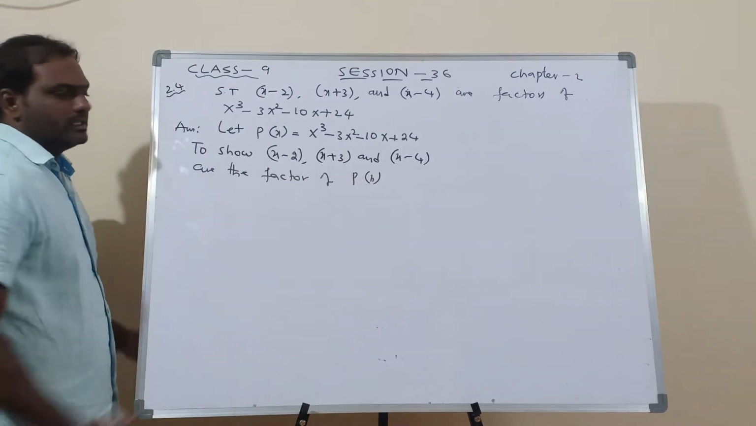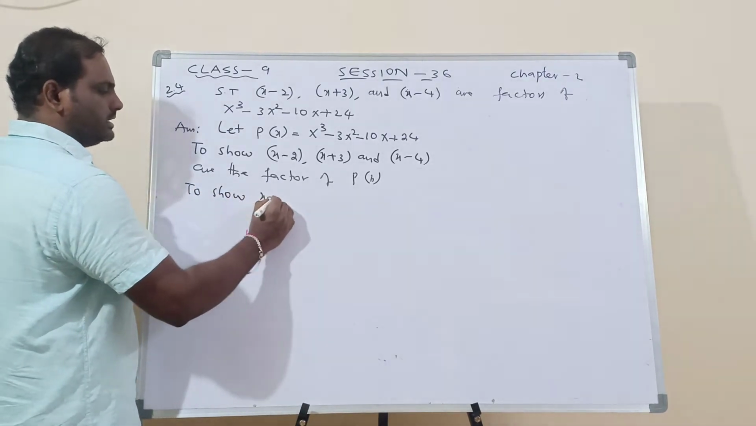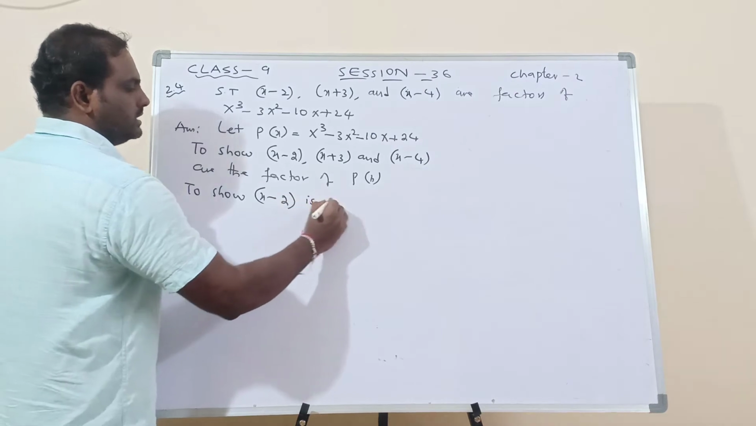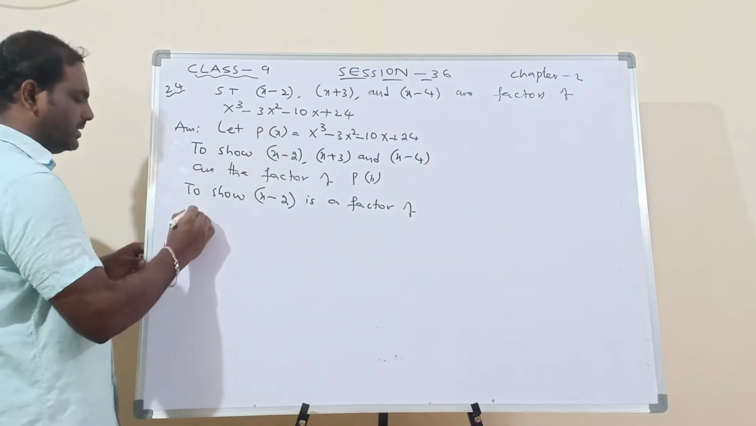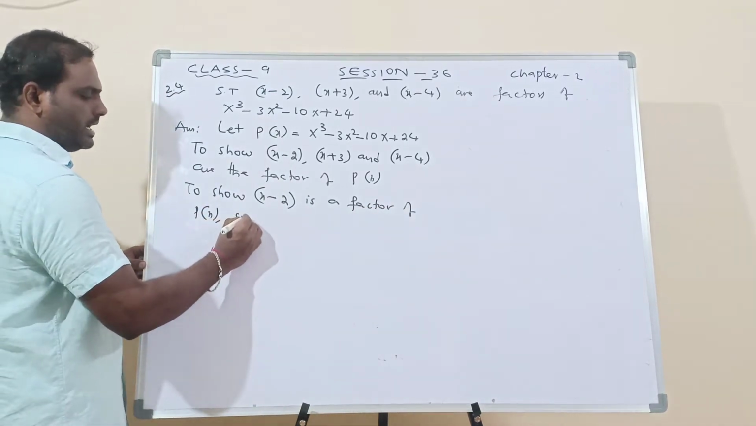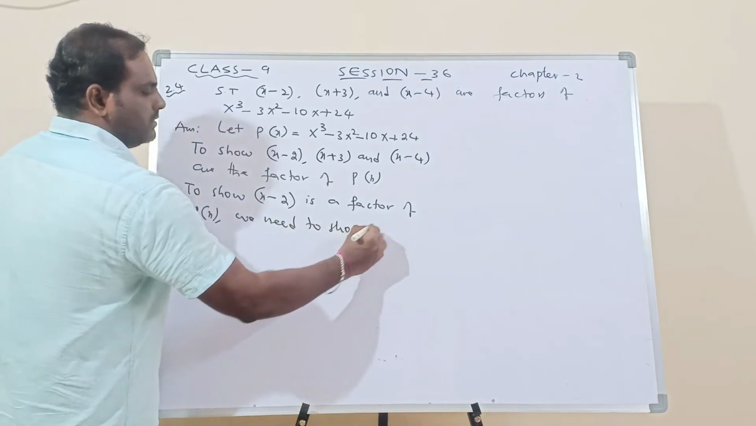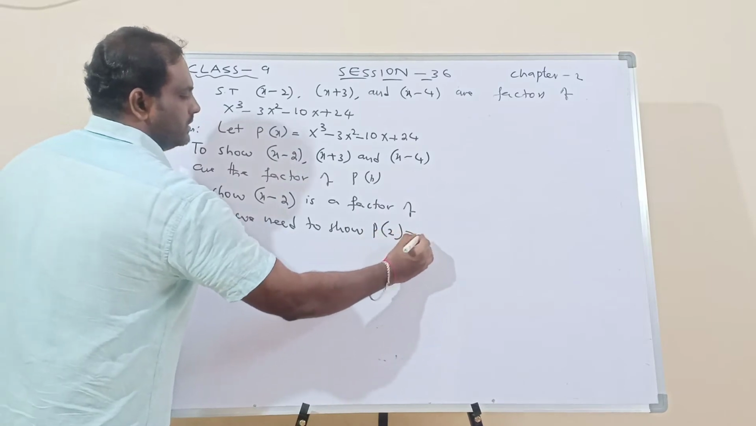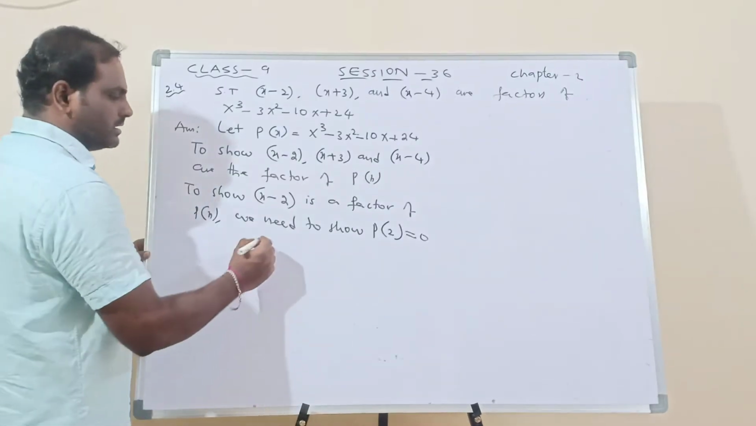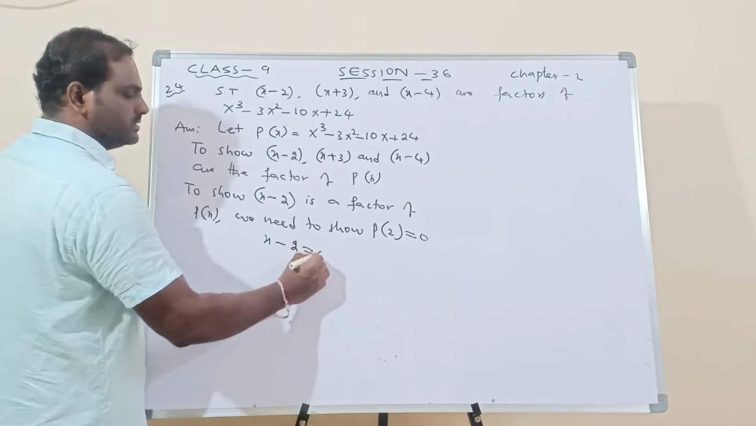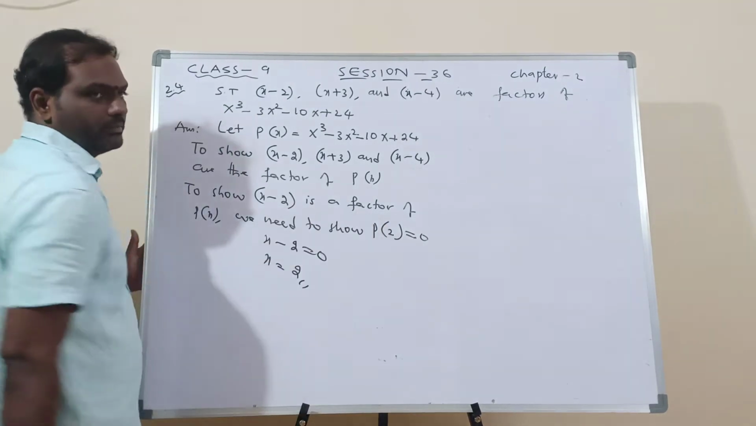So we'll do it in the first method. First, I am going to show x minus 2 is a factor of P of x. We need to show P of 2 is equals to 0. Look at this, I am writing P of 2. Suppose you have doubts, sir, how should I take? It's very simple. We take x minus 2 is equals to 0. X is equals to 2, since minus 2 goes to that side and becomes plus 2. So we write P of 2.